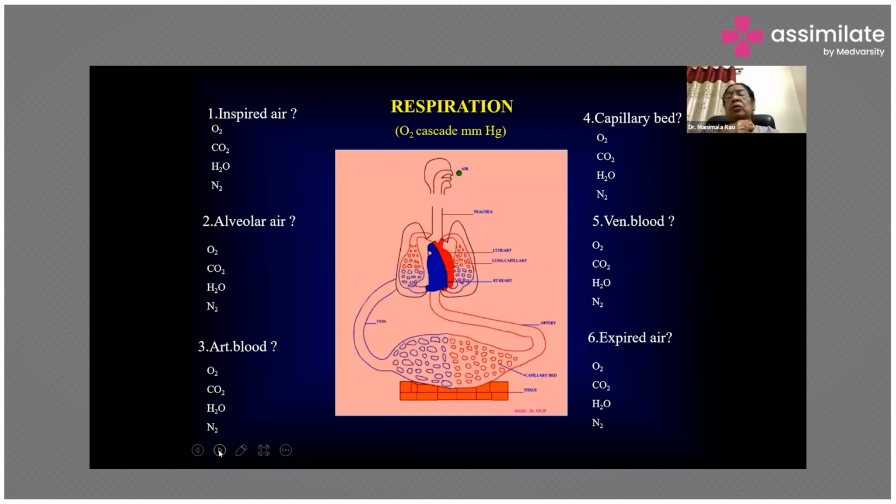So you all know that for respiration, for inspiration, the oxygen and the air come from outside.